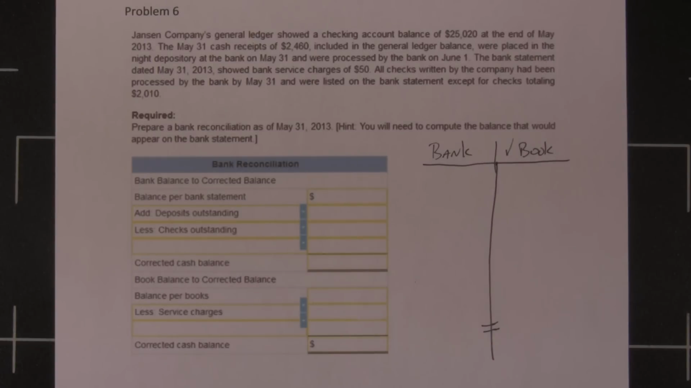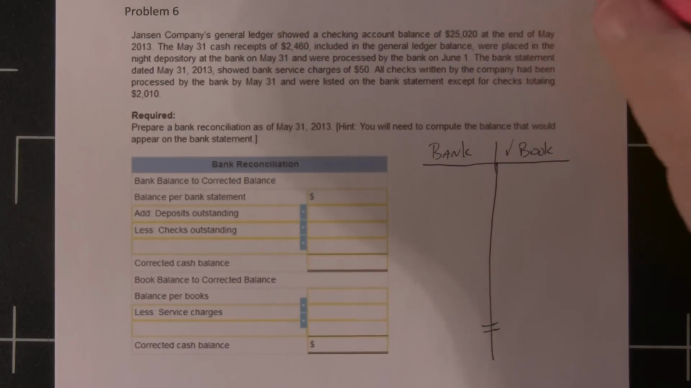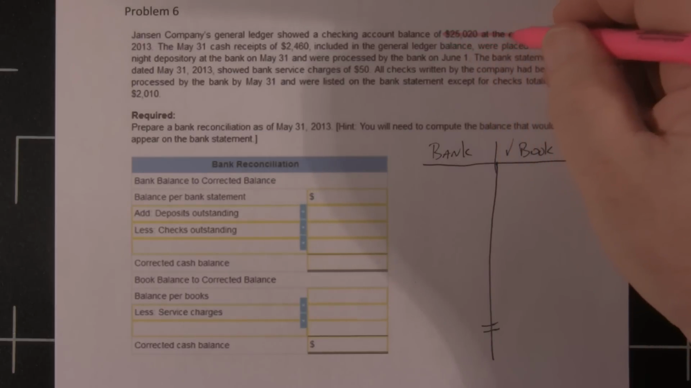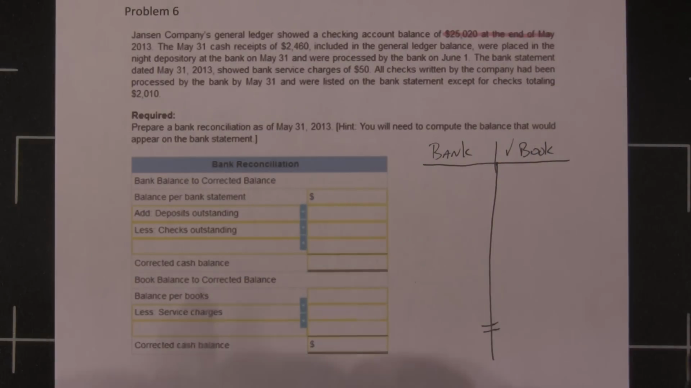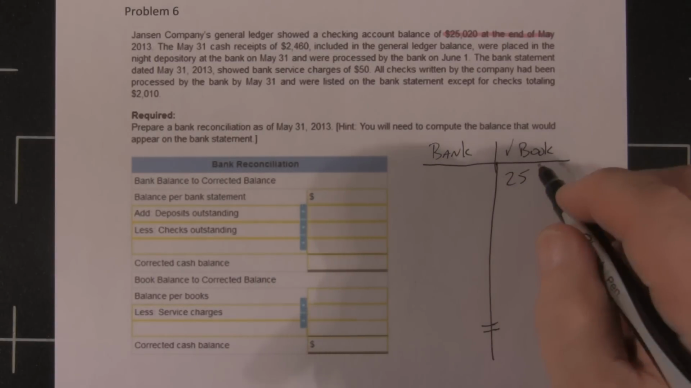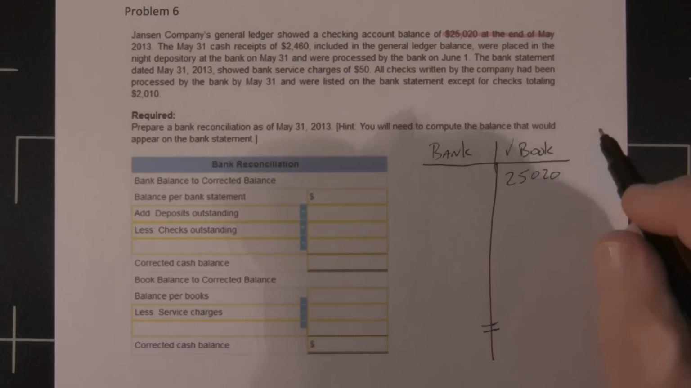So let's go through and read this and see what we have and see what we need to do. They tell us that the general ledger showed a checking account balance of $25,020 at the end of May, okay? So that's what's in the checkbook at the end of May. So we got that.